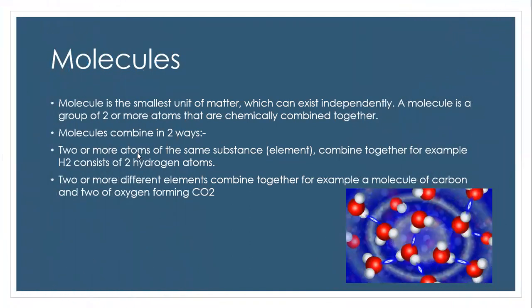First of all, let's get the definition. A molecule is the smallest unit of matter which can exist independently. A molecule is a group of two or more atoms that are chemically combined together. Now, I might have explained in the previous video that atoms are the smallest thing of matter which exists independently.